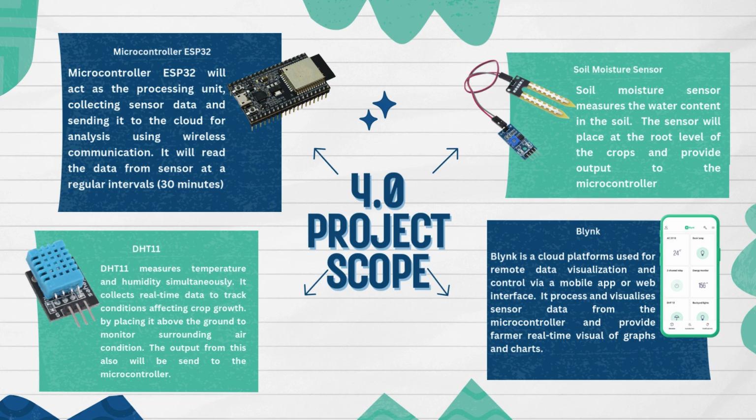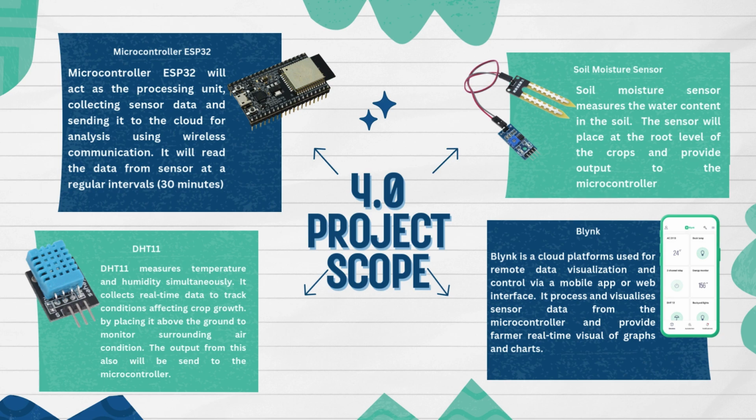For the DHT11, the DHT11 measures temperature and humidity simultaneously. It collects real-time data to track conditions affecting crop growth by placing it above the ground to monitor surrounding air conditions. The output from this also will be sent to the microcontroller.